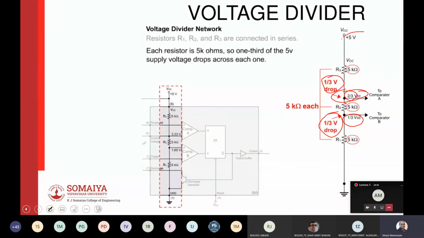And typically, if VCC is 5 volts, this is 2/3 of 5 volts, and this is 1/3 of 5 volts, which is, I guess, 3.3 volts and 1.67 volts. But you can check that. It's just maths. So yeah, I guess they have mentioned 3.3 volts over here and 1.65 volts over here.